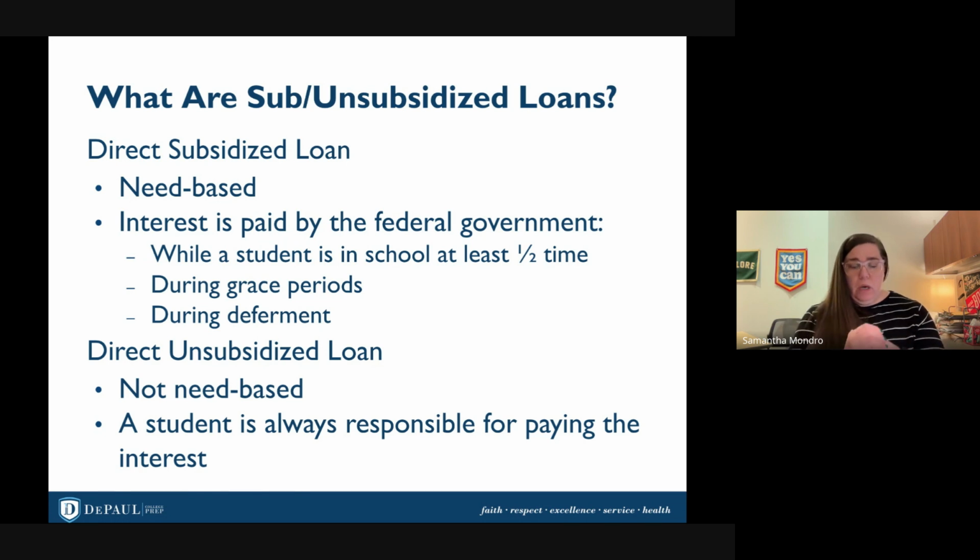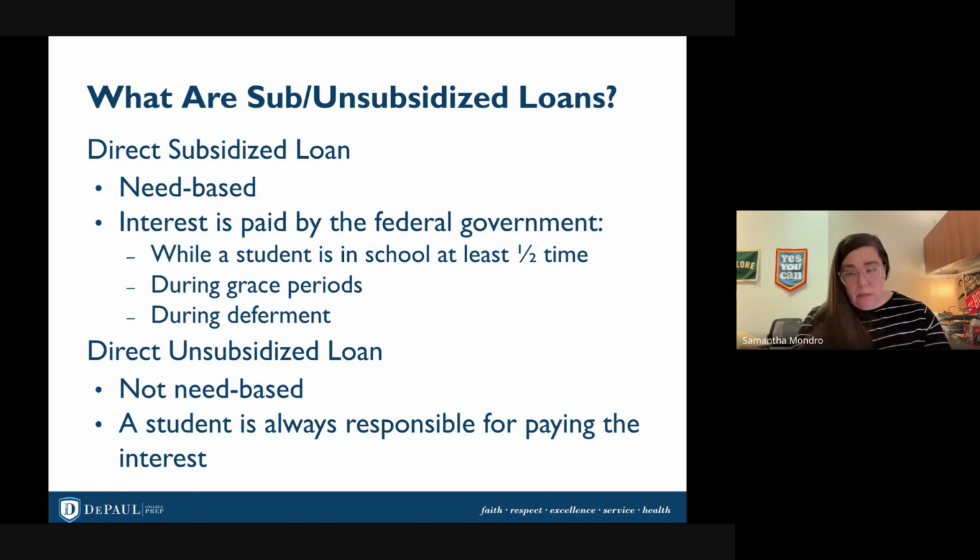Also, with federal loans, there can be grace periods. So student loans don't need to be repaid until 6 months after graduation or departing from the school. One of the great things about subsidized loans is that there can be a deferment as well, so you can put your repayment on pause.